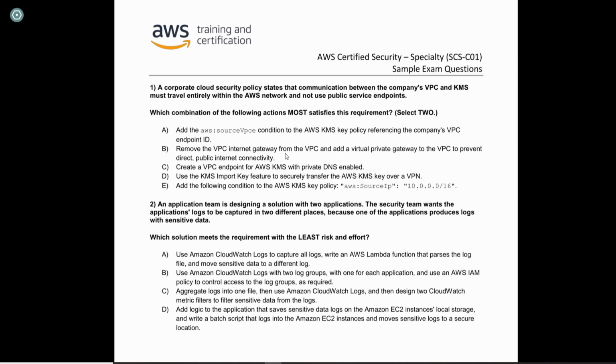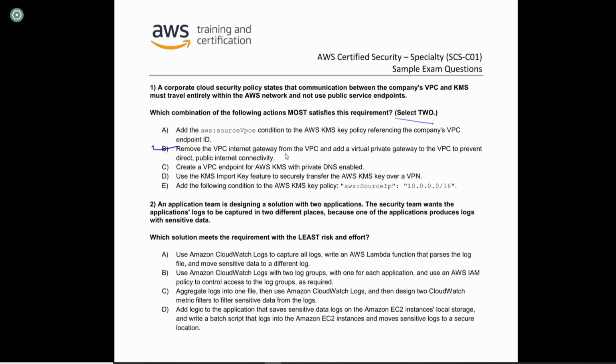Add the AWS service VPC condition to the AWS KMS key policy, referencing the company's VPC endpoint ID, remove the VPC internet gateway from the VPC and add a virtual private gateway to a VPC. I think this makes sense. This is one option, so they asked us to select two. This is one. Create a VPC endpoint for AWS KMS with private DNS enabled. Not sure about this one.